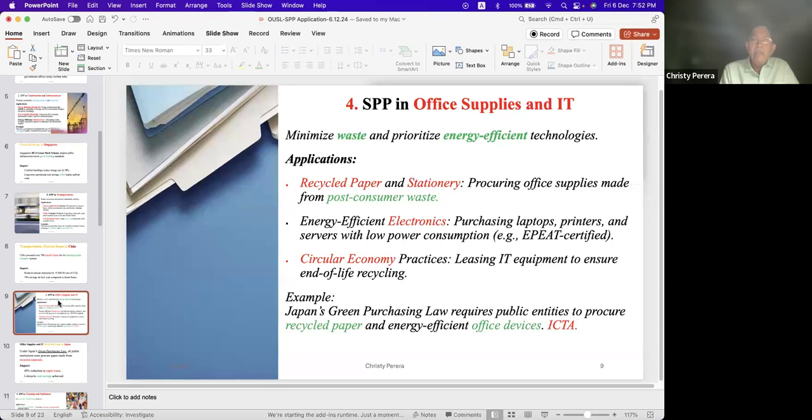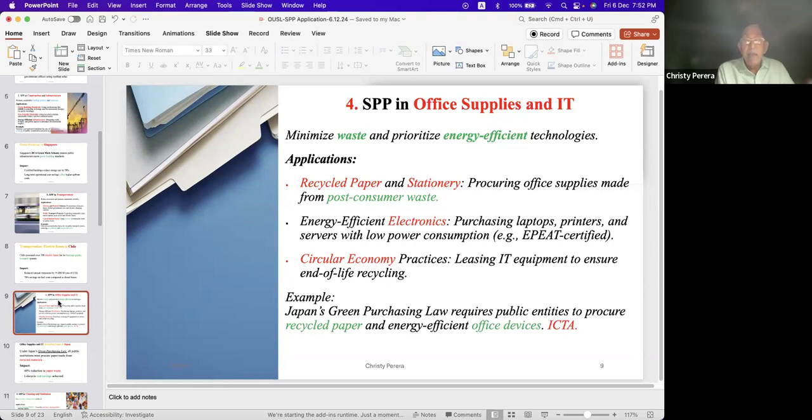Japan's green purchasing law requires public entities to procure recycled paper. In Japan, nobody can use new papers. All should be recycled papers. If there is a gap only, they can purchase new papers for their public sector. And energy efficient office devices. What are energy efficient office devices? Like laptops, printers, like that.